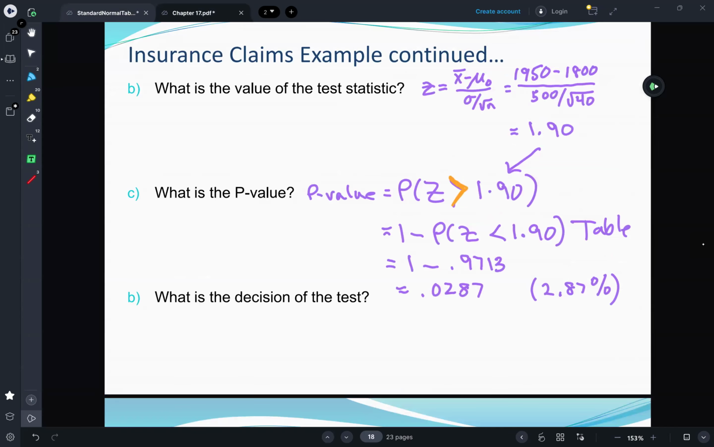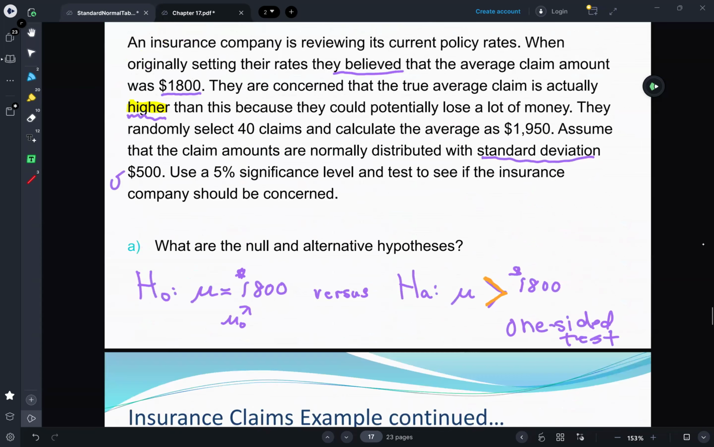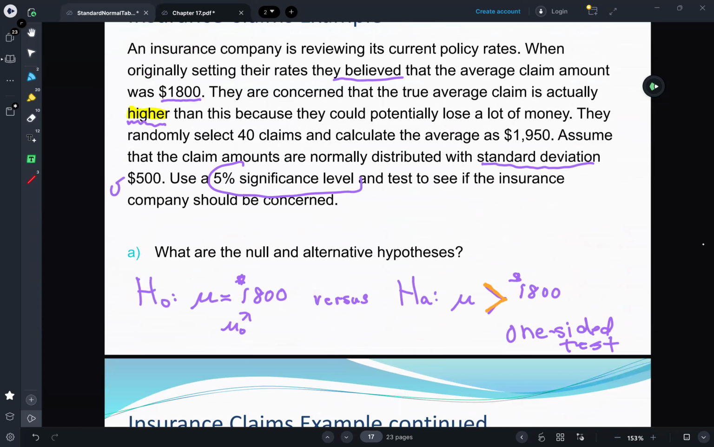So now we need to remember how we make a decision. We are going to compare the p-value and alpha, which is 0.05. That's the 5. It comes from here. Use 5% significance level. That's alpha. And we're going to compare them.